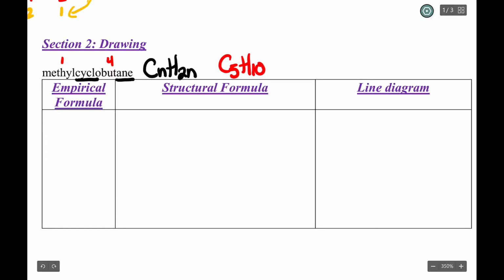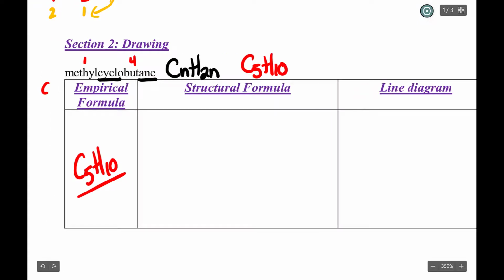We're going to draw it only 2 ways, a structural formula and a line diagram. Condensed structurals can be used for cyclic compounds. It's just very rare. And line diagrams sometimes are a hybrid between a condensed and a line diagram, so I'm going to talk about that as well. So our formula is C5H10. It's actually the molecular formula. Empirical probably isn't the best word to use there. The empirical formula is actually C1H2. So this is the molecular formula.